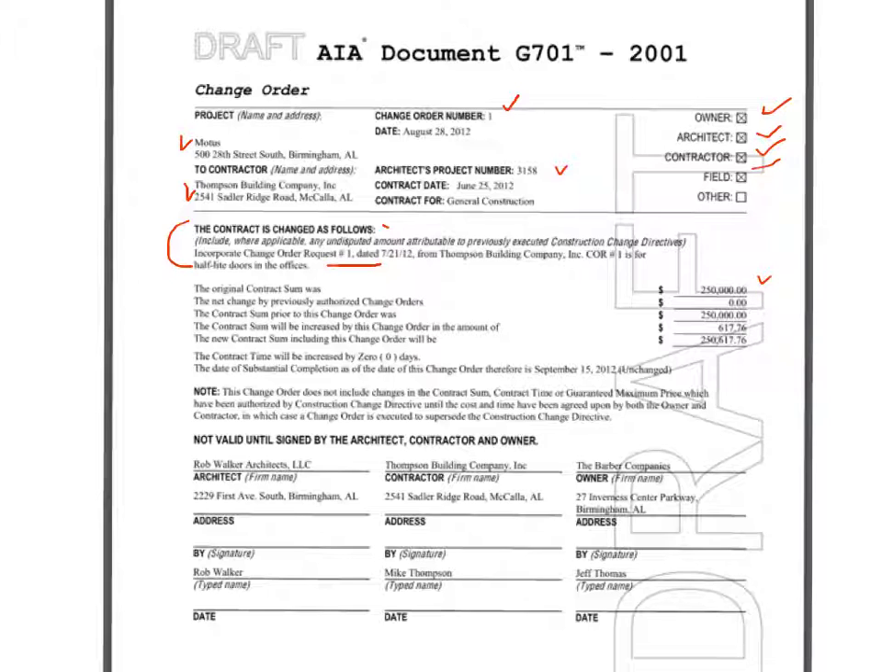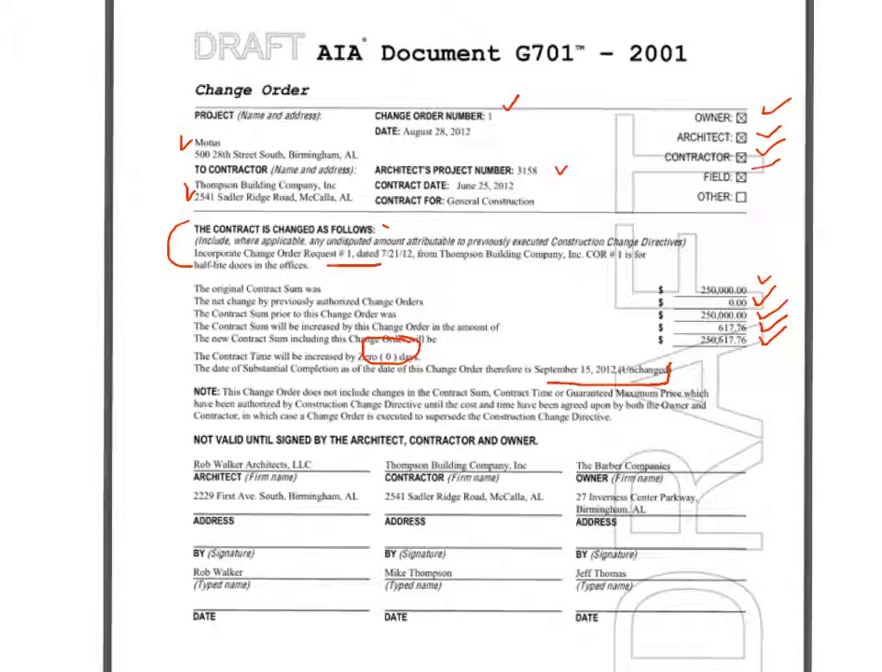The original contract sum is noted, and previous change orders, which are zero, are noted. So the updated contract amount is $250,000. The contract sum will be changed by this change order in the amount of $617.76, and the new contract sum, including this change order, will be $250,617.76. The contract time will be changed by 0 days because the owner made the decision in the requested time frame. The substantial completion date, therefore, is still September the 15th, 2012.